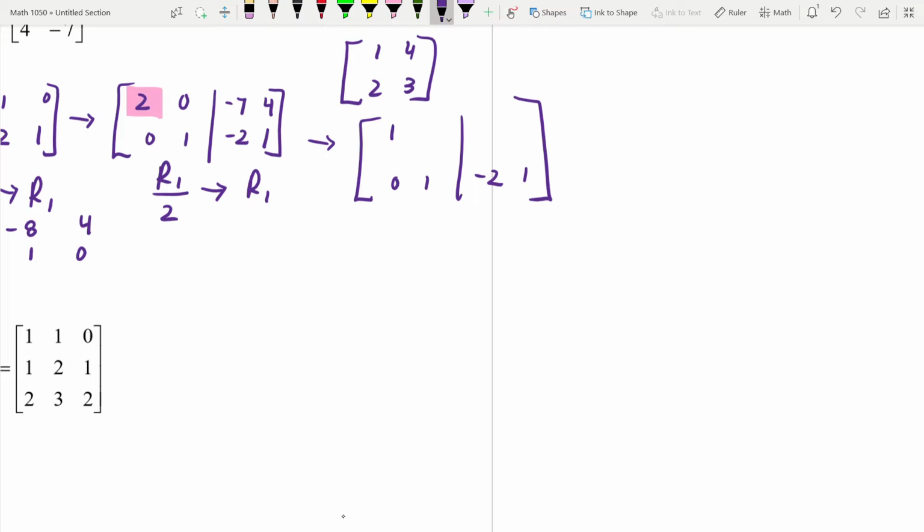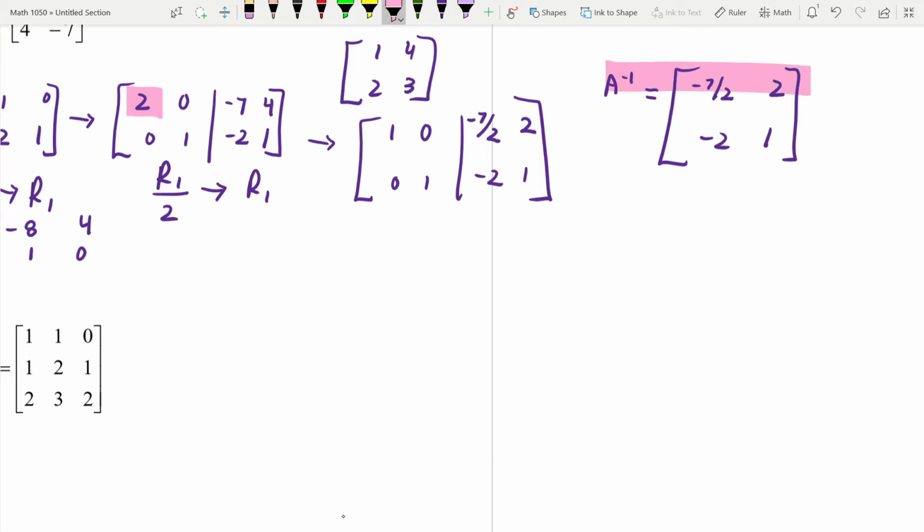And I get 1, 0, -7 over 2. 4 divided by 2 is a 2. And I'm done. So the way you write your answer is, my inverse is -7 over 2, 2, -2, comma 1. If you don't write that down, just like that, I am sure they're going to take off a chunk of points. Okay? Yes, honey?